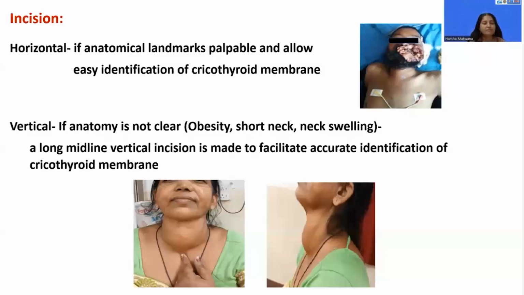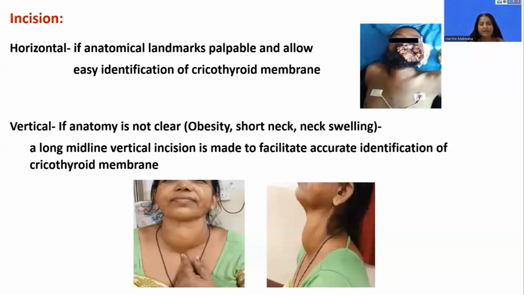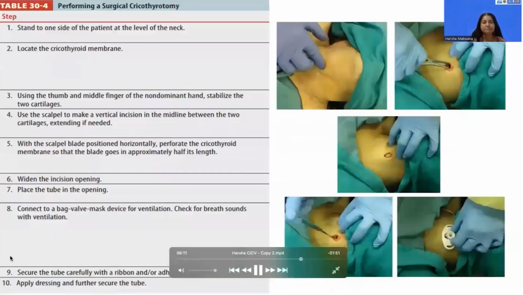cosmetic purpose, not vertical. So when will you put vertical? See the picture. There is a short neck, thyroid swelling, or there is a hematoma or something like that. You cannot identify the neck structure anatomy. Then you put a vertical midline incision, and then you separate the skin, subcutaneous tissue and fascia, and then you try to palpate the cricothyroid membrane through that. And once you are able to palpate the cricothyroid membrane, then put an incision on the cricothyroid membrane.